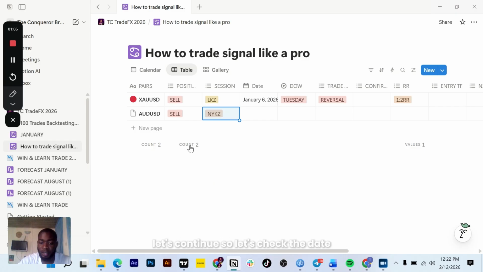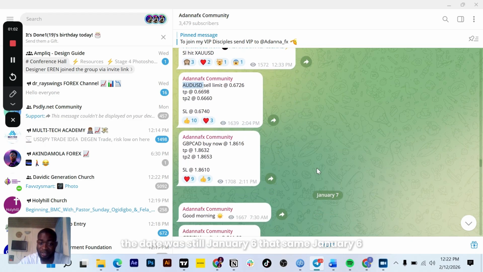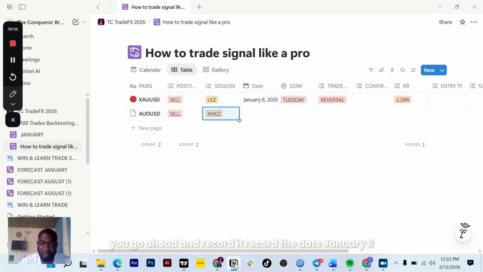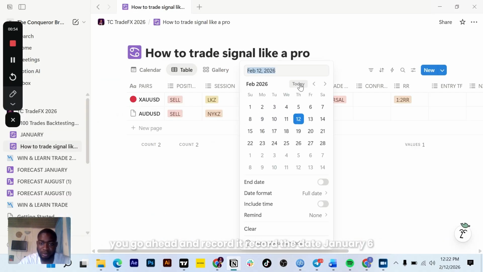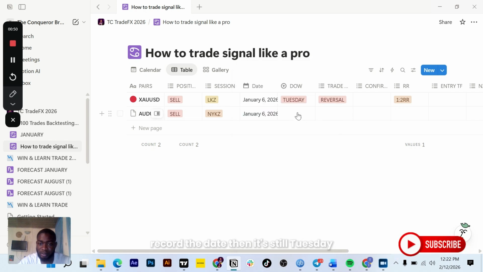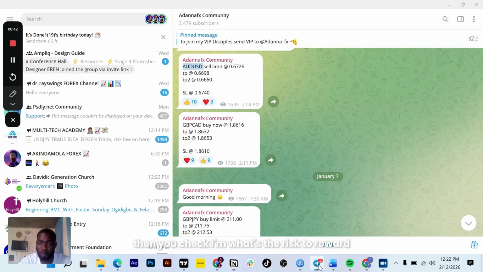Let's continue. So let's check the date. The date was still January 6th, that same January 6th. You go ahead and record it. Record the date, January 6th. Then it's still Tuesday. Is it a reversal? We don't really know. I'm going to omit that because it's also on AUD/USD. Then you check what's the risk to reward.